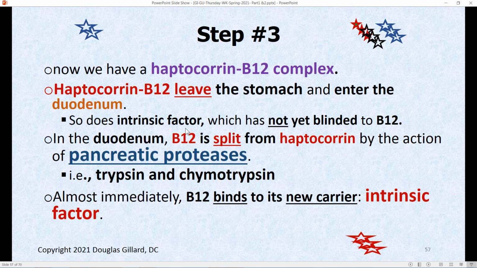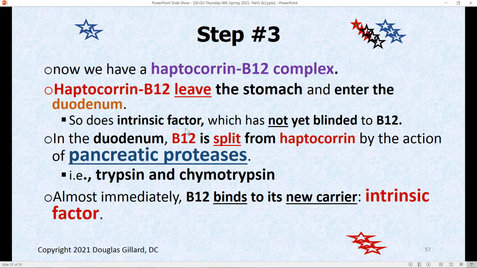or in the small intestine. So now we need to get haptocorrin loose. Haptocorrin has done its job. It's protected B12 in the stomach and protected it in the first part of the small bowel. But now comes the pancreatic proteases, namely trypsin and chymotrypsin. They break haptocorrin loose from B12, and now B12 is naked and afraid once again in the small intestine.